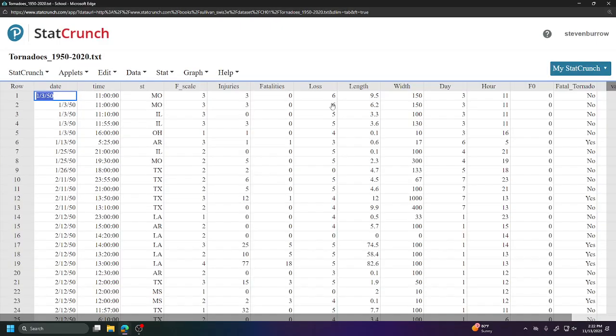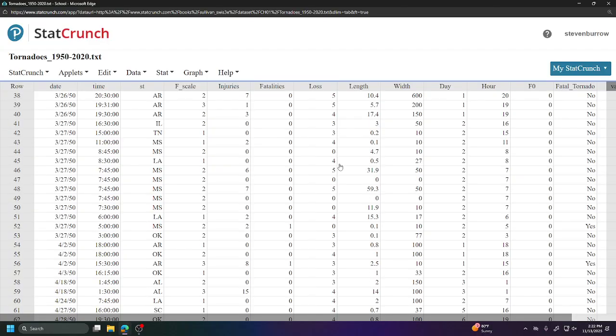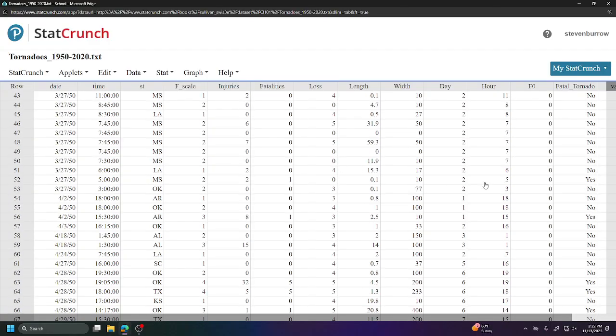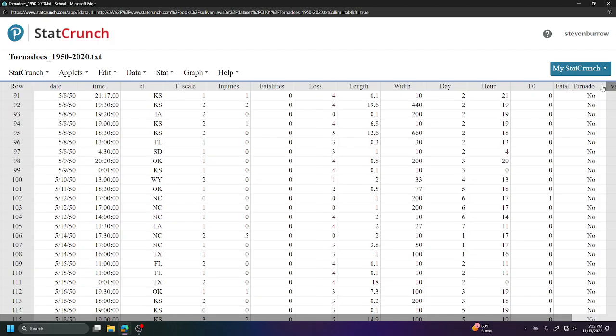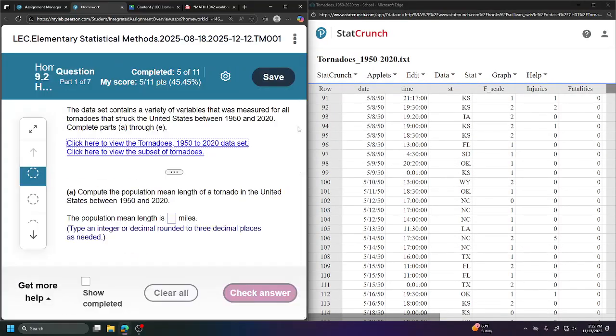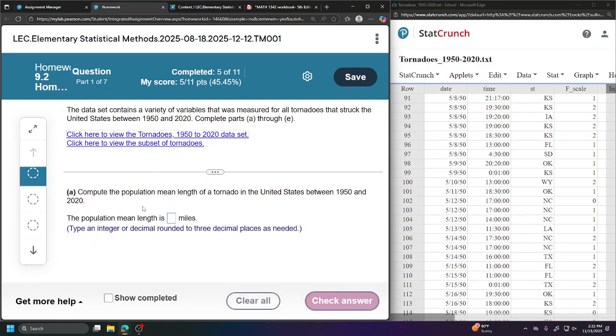So if you look at the data, we got a lot of data. It is crazy. So we need to know what they're wanting. Does that make sense? So this is why I want to do this one with you, because it's just crazy. There's a lot going on here. Compute the population average for this and that. They just want the average.